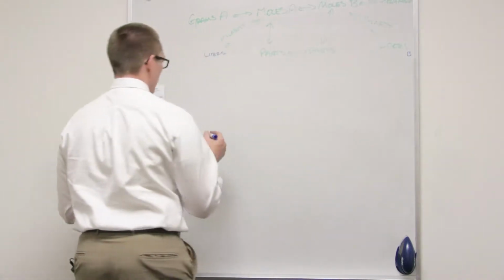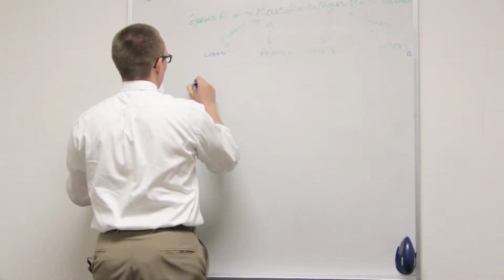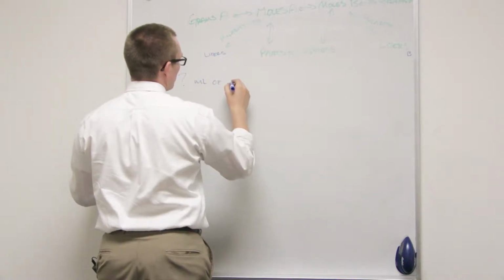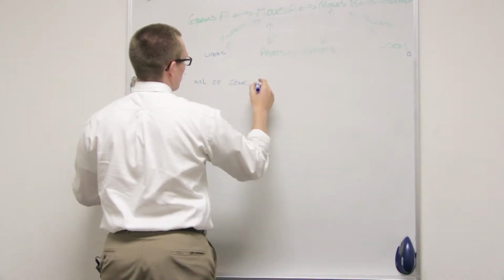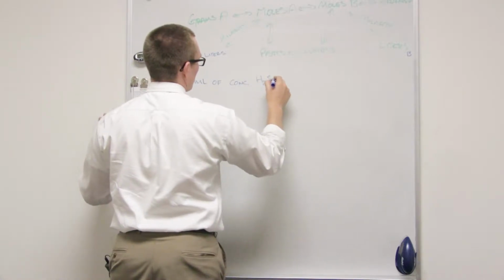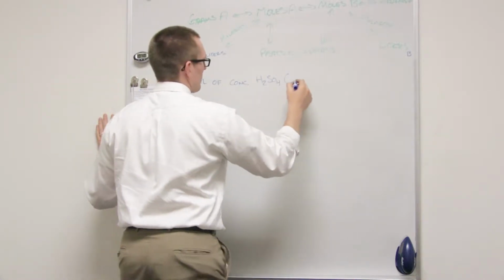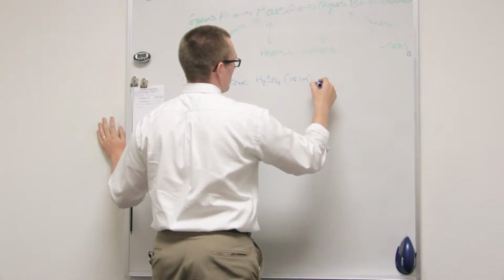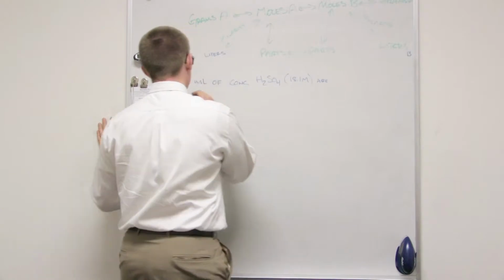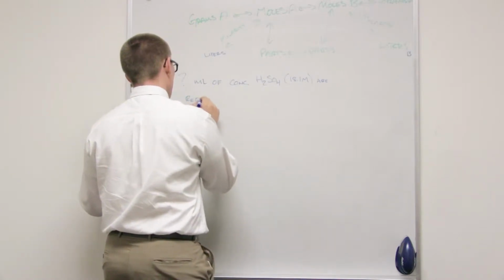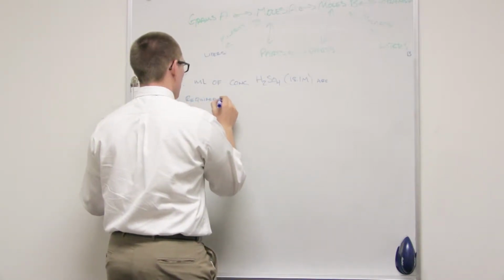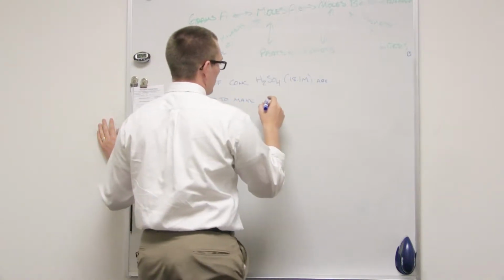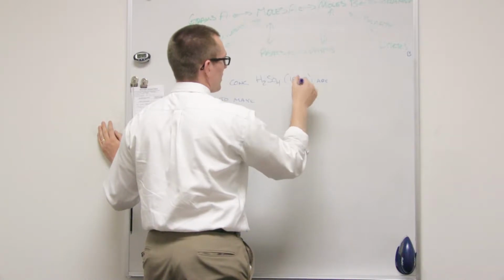What does the question say? It says, how many milliliters of conc, C-O-N-C, which is H2SO4, in parentheses it's 18.1 molarity, are required to prepare 1,000 milliliters of 0.010 molarity sulfuric acid. I think that's molarity. Yeah, this would be molarity.